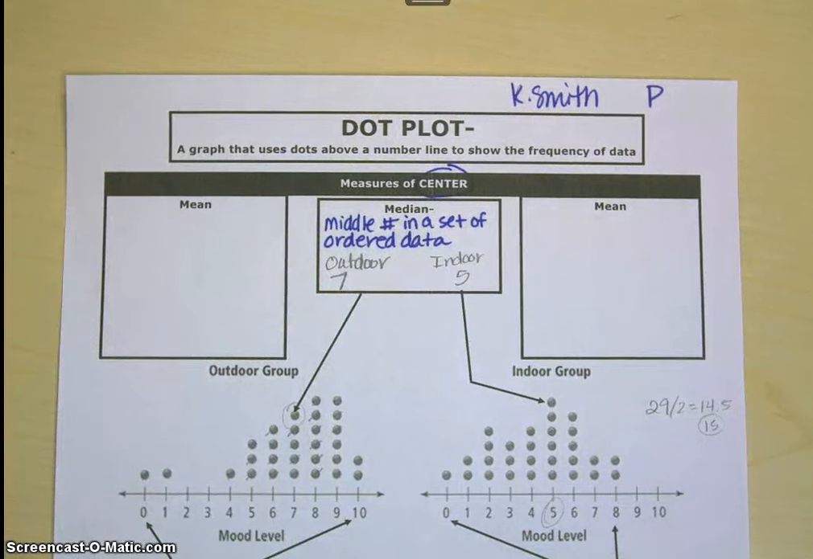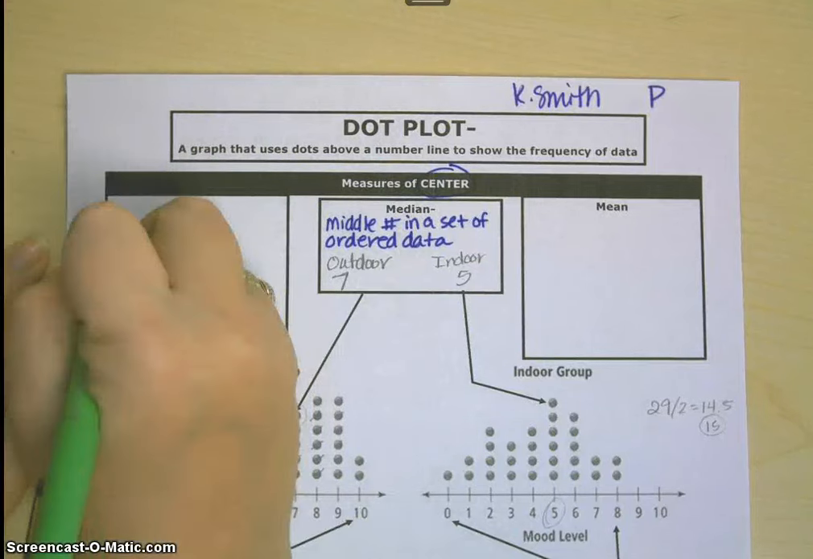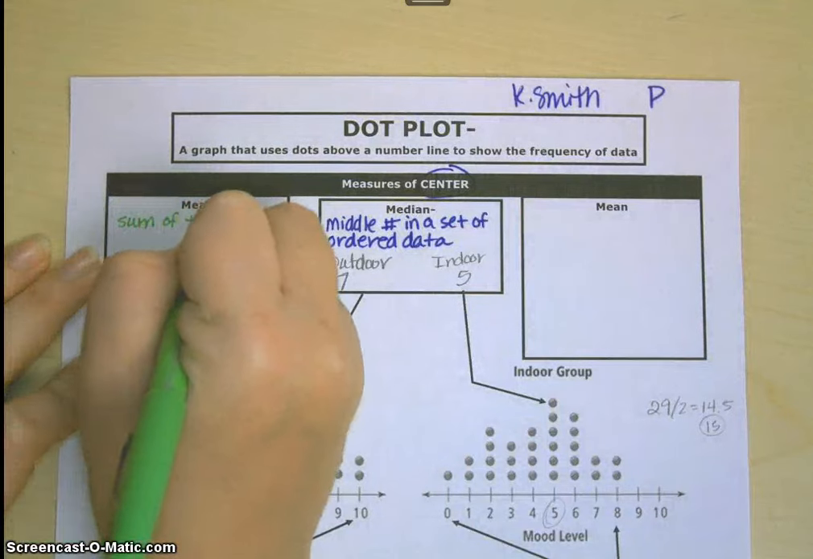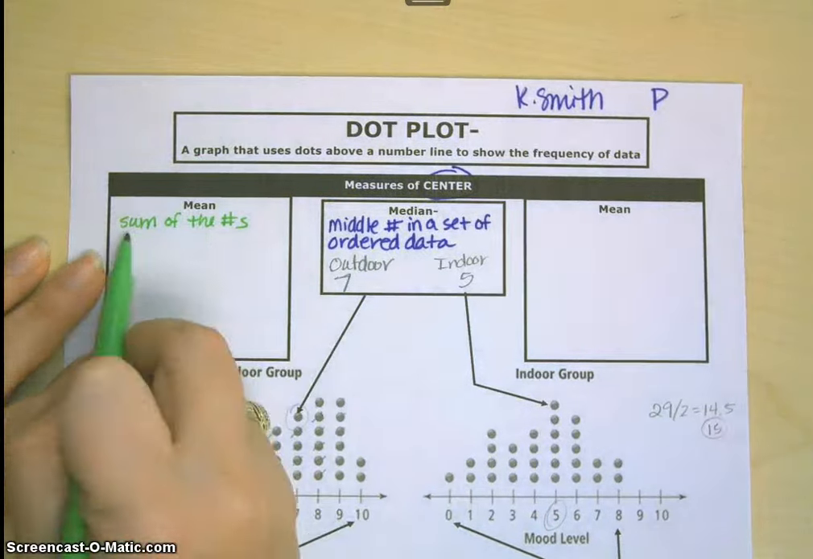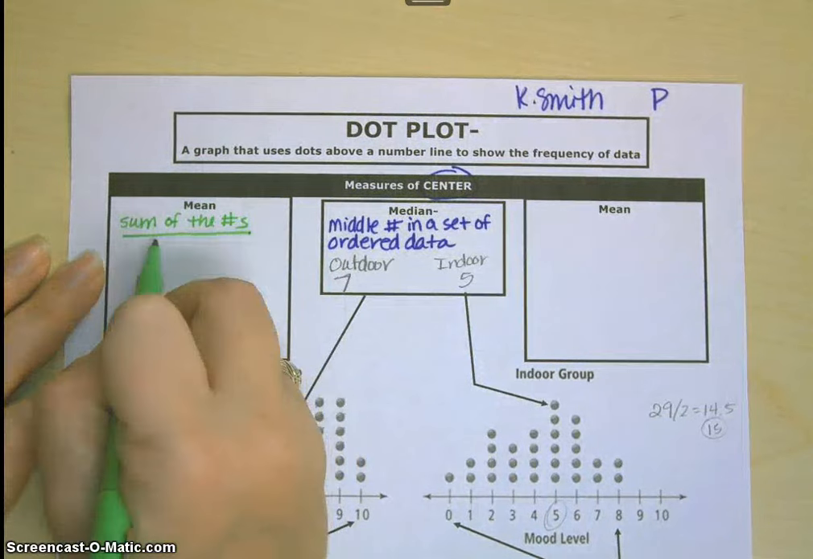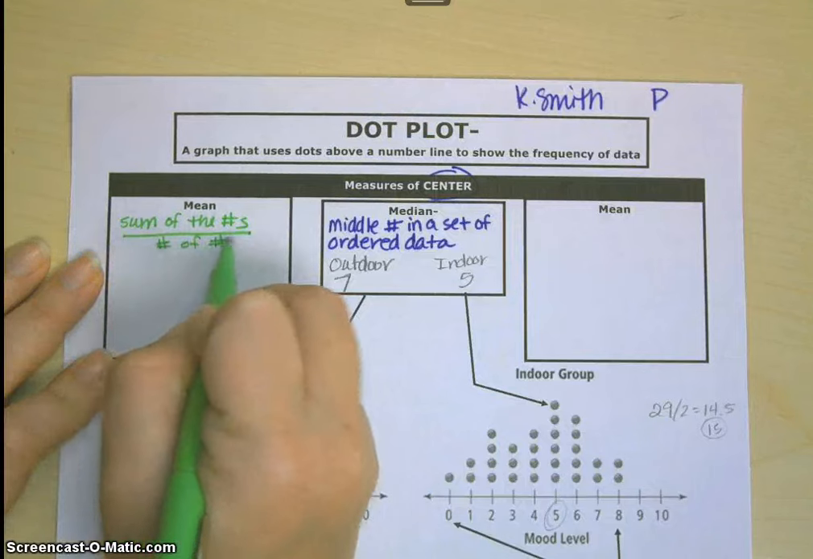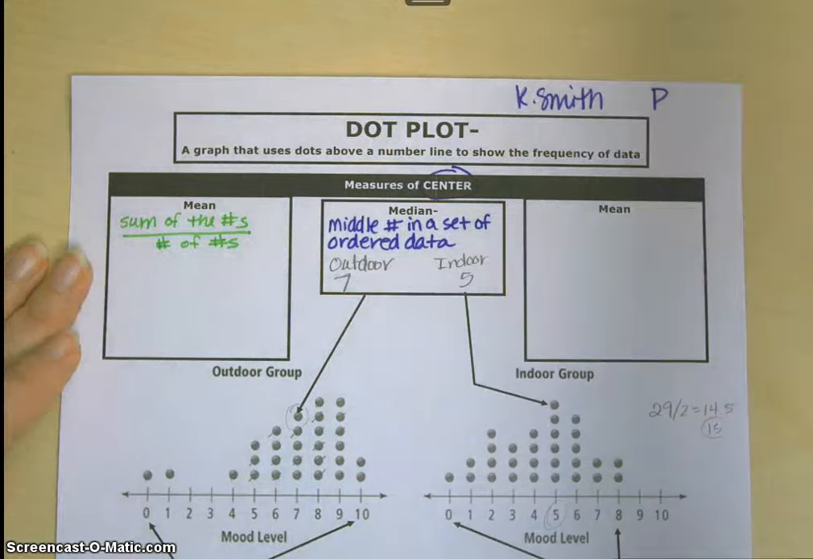All right, so let's go to our mean. Remember, mean is the average. Mean, you add all the numbers. You take the sum of the numbers. The sum of the numbers divided by the number of numbers. Okay, and that's just a reminder. Take the sum of the numbers divided by the number of numbers.